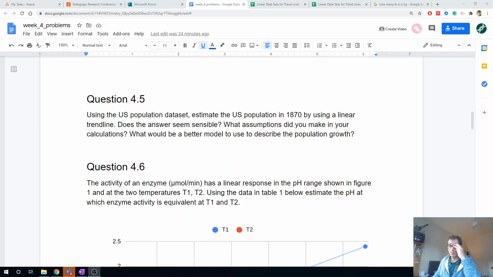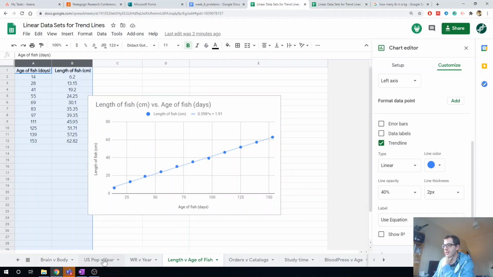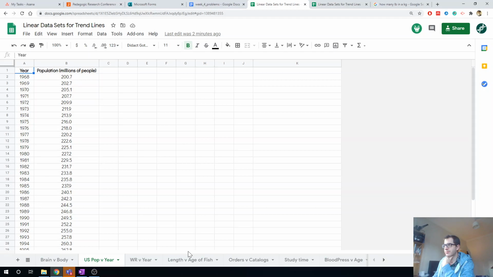Okay, question 4.5. Using the US population dataset, estimate the US population in 1870 by using a linear trend line. Does the answer seem sensible? What assumptions did you make in your calculations? What would be a better model to use to describe the population growth? Okay, let's go back to our spreadsheets and let me find that data set.